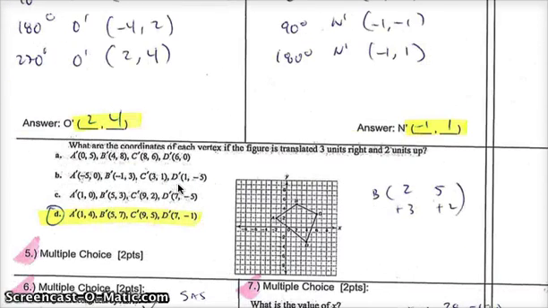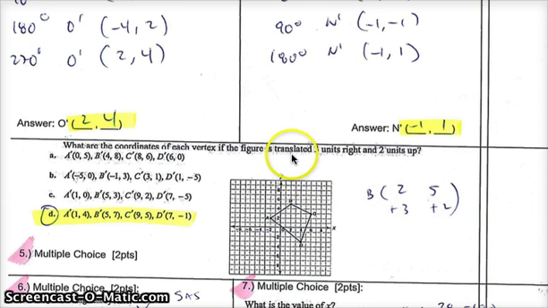Question number 5. What are the coordinates of each vertex if the figure is translated 3 units to the right and 2 units up? Okay, so here's a great thing about multiple choice. You know the answer's there, and if you know the answer's there, I only have to really do one problem. I'm only going to pick one of these vertices to do. I just so happened to pick B. To get that coordinate, right 2, up 5. And when it says translated 3 units to the right, that means plus 3 on the x coordinates. And up 2 units is positive 2 on the y, so I'm looking for 5, 7 for B prime.